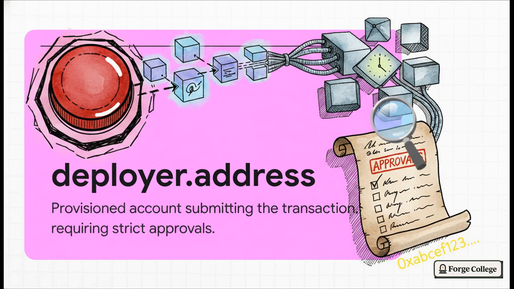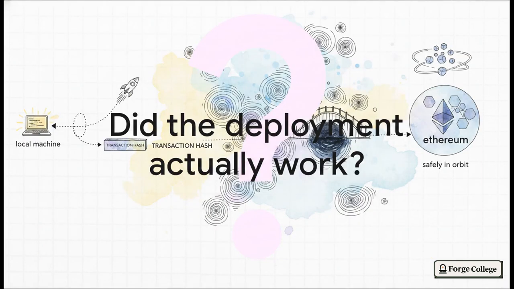But just a quick reminder, any account holding the actual power to deploy must have its approval strictly recorded in your runbook, no exceptions. So, here's the big question, right? We pressed launch, our script ran, we got a transaction hash, but did it actually work? Are our contracts safely in orbit right now? We really need to bridge that gap between running a script on our local machine and actually proving that our code is safely and permanently etched into the Ethereum blockchain.